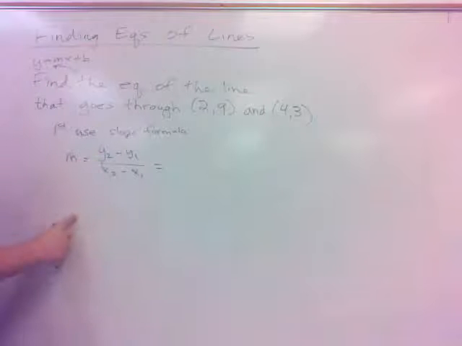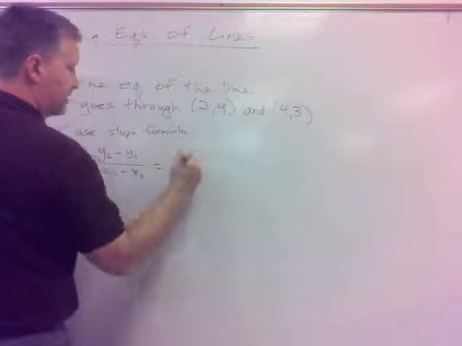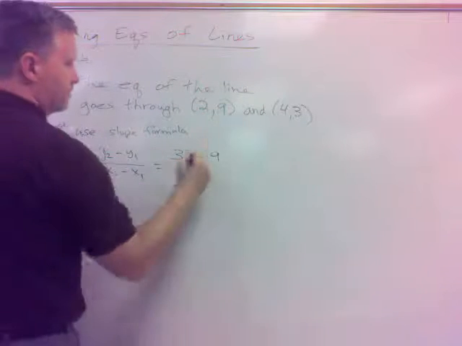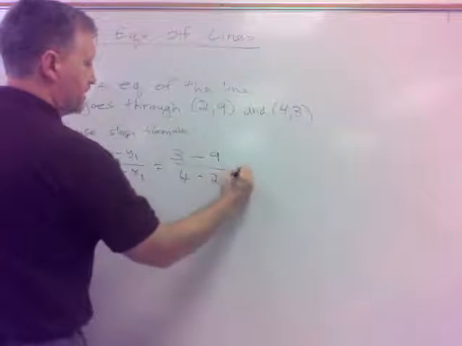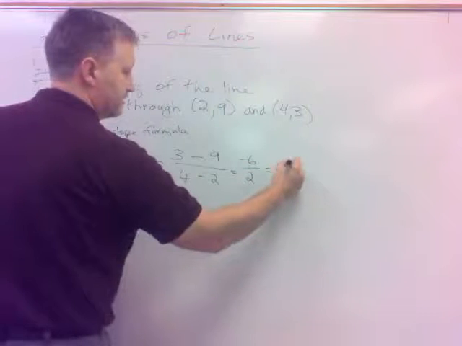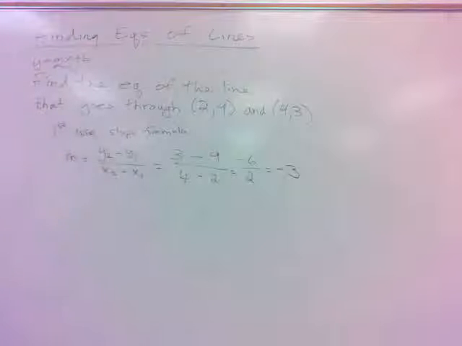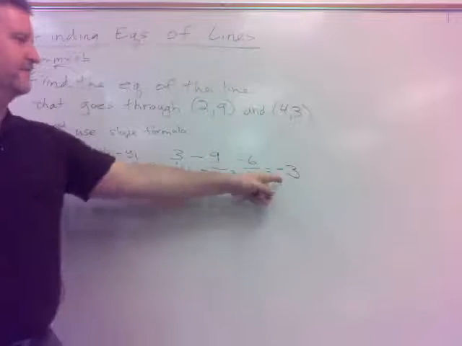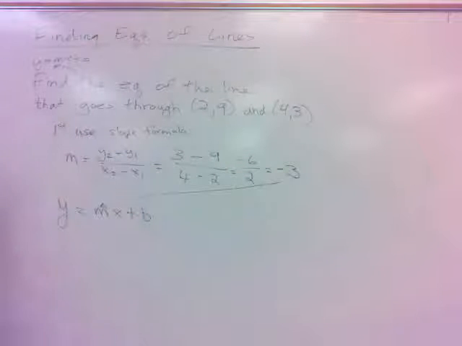All right, so let's see what that is. Let's take the second y, which is 3, minus the first y, which is 9, and then divide that by the second x, which is 4, minus the first x, which is 2. That gets me negative 6 over 2, doesn't it? Which is, nicely, negative 3. All right, so now we can go to y equals mx plus b, because that gives me the m, doesn't it? Now I know, got half of it done.